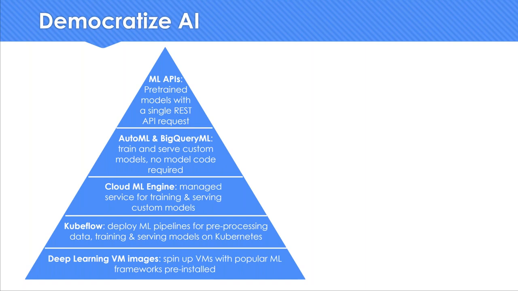So that is what we are going to see in this. But before we jump into it, let's understand this triangle or pyramid, whatever you want to call it. Let's look at the topmost one: ML APIs, so pre-trained models. Every cloud provider is going to provide you this in one form or the other. So what is this basically?